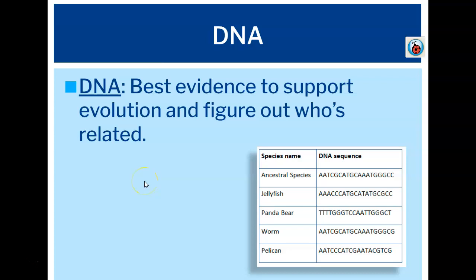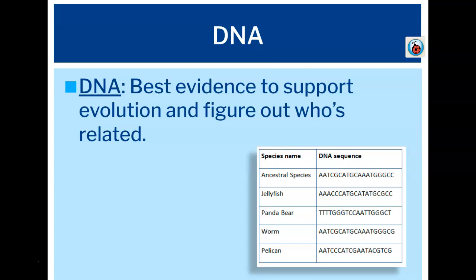The best evidence to support evolution and to figure out who's more closely related to who is to look at DNA evidence, look at similarities between DNA. So if you look at this chart, you're looking at the ancestral species, the DNA sequence of a jellyfish, panda bear, worm, and pelican, and you're comparing the jellyfish sequence to the ancestral species, the panda bear to the ancestral species, the worm to the ancestral species, and the pelican to the ancestral species. And you're counting the number of differences between the ancestral species and that organism. So I've already done some counting for us.